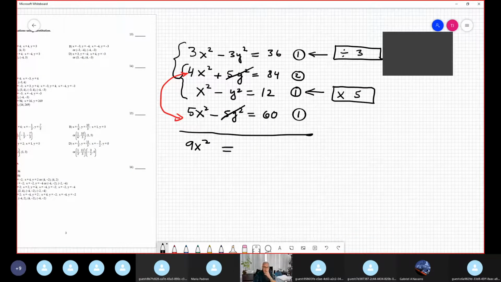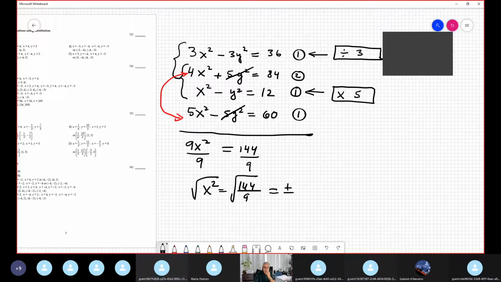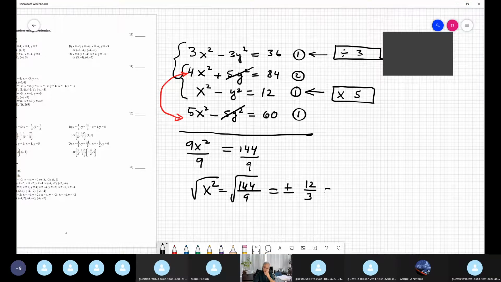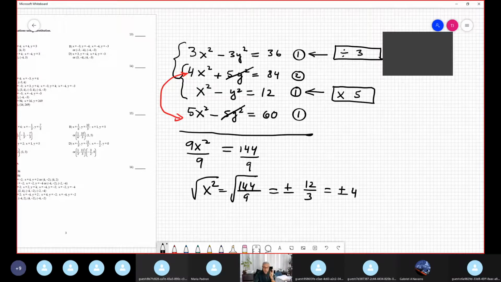Okay, so now on the right hand side we have 84 plus 60, which gives 144. So for x divided by 9, x squared is 144 divided by 9. You apply the square root to both sides. It's plus or minus, don't forget the double sign. Plus or minus is 12 over 3. But 12 over 3 is 4, so it's plus or minus 4. So we have two possibilities for the solution of x.